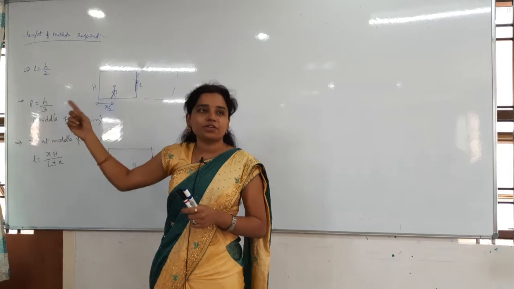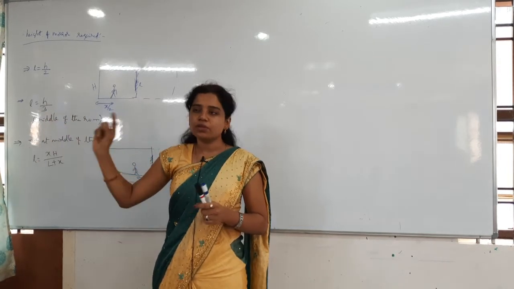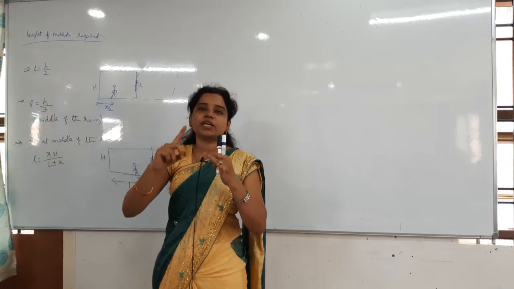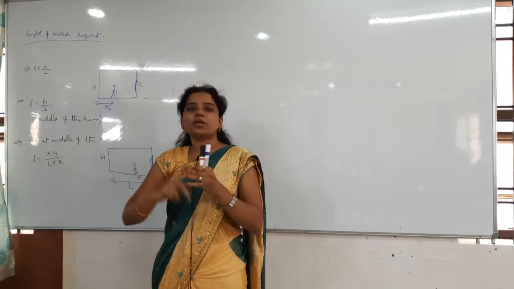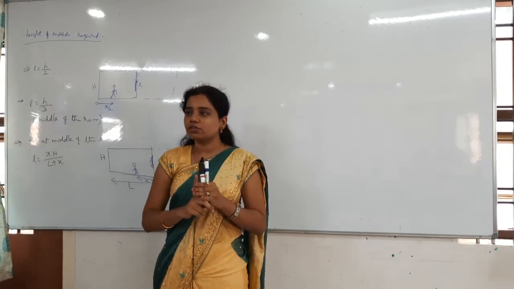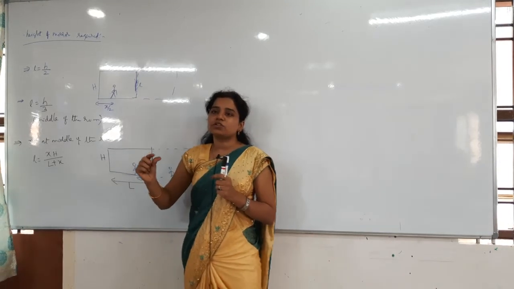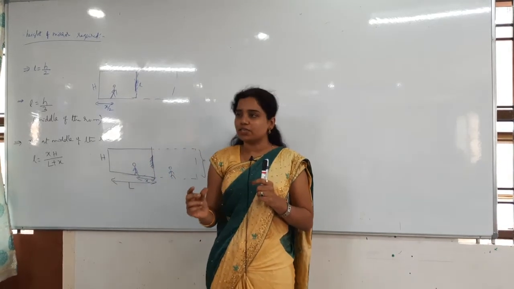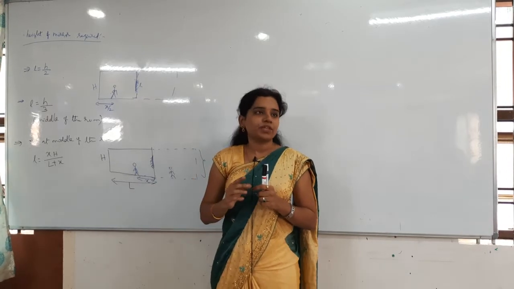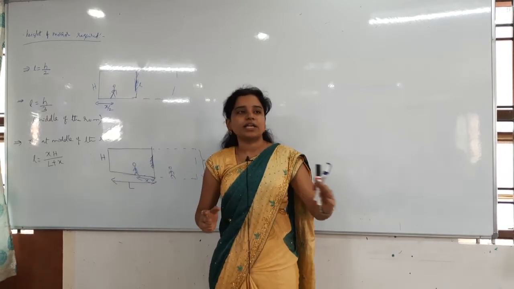Why? Because you are observing the wall only. If you want the image of the observer, then you take the height of the observer. If you want the image of the wall, then you take the height of the wall. Okay, that is the short trick for this. Here you have to take L, the length of the mirror, as h by 3, where h is the height of the wall. Another case, he is not standing in the middle.